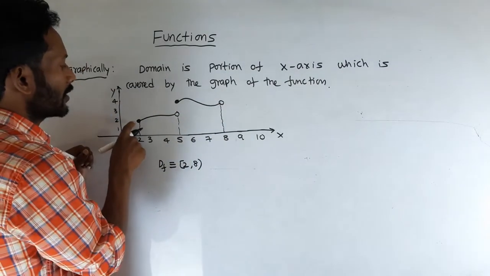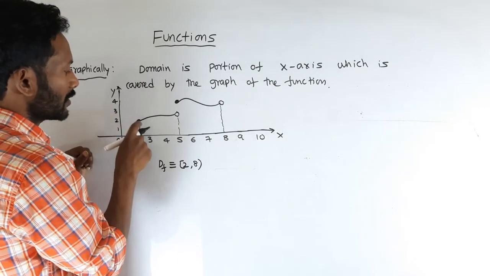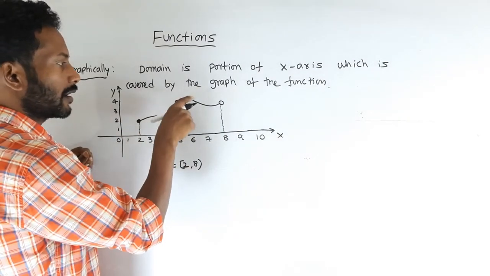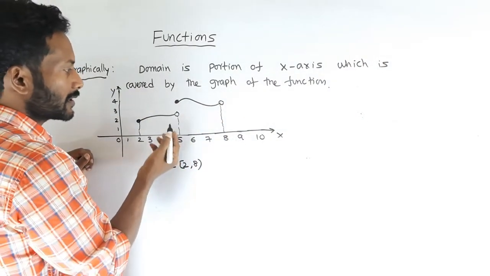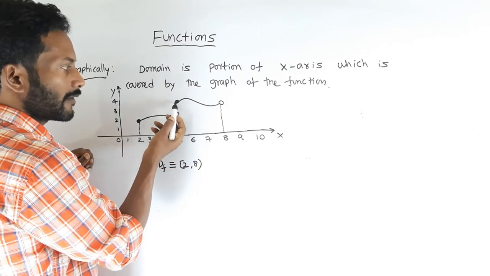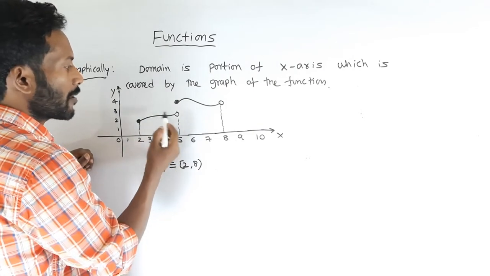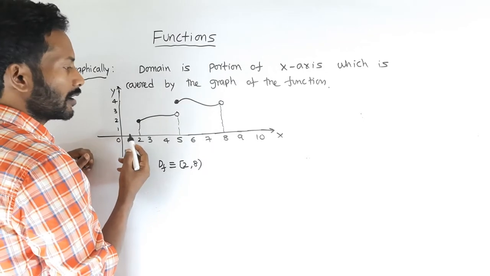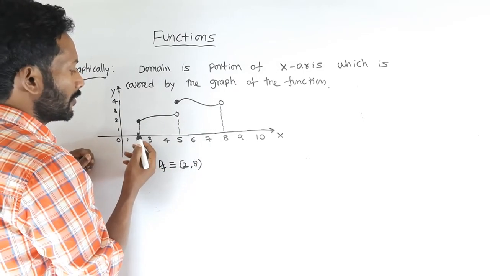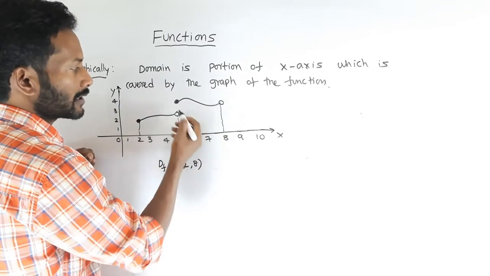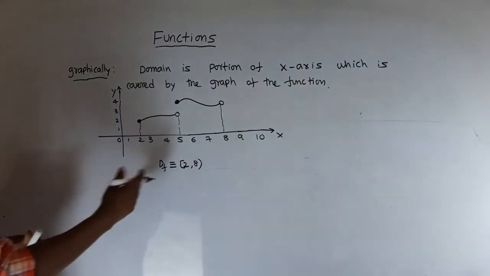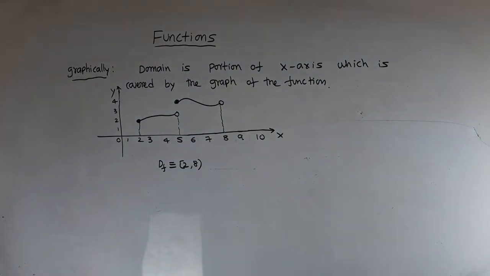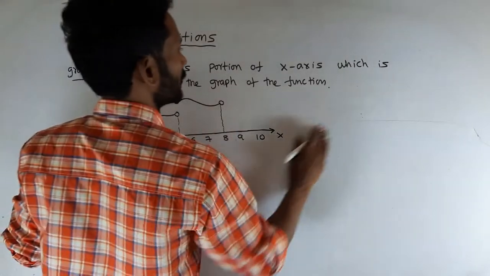If you observe, first part is 2 to 5 and the second part is 5 to 8. If you observe, here 5 is excluded, here 5 is included. So if we consider the entire graph, the domain of function is closed interval 2 to open interval 8. So it is continuous and without break. So domain is closed interval 2 to 8, open interval 8. So one more example.